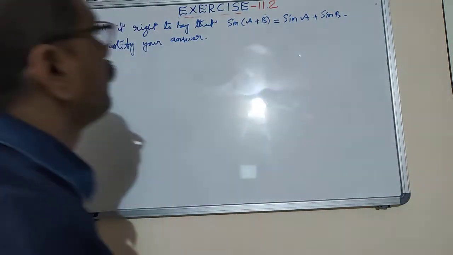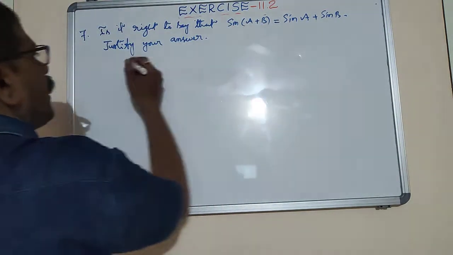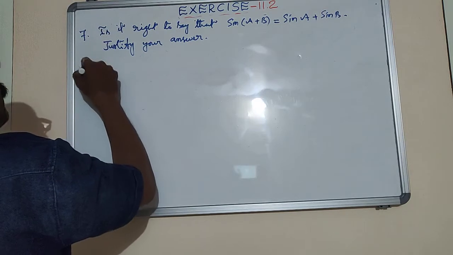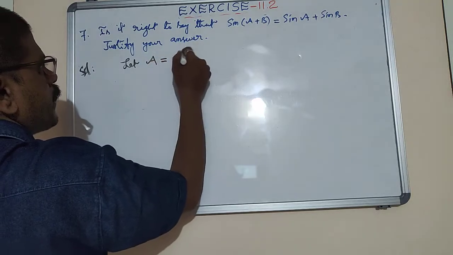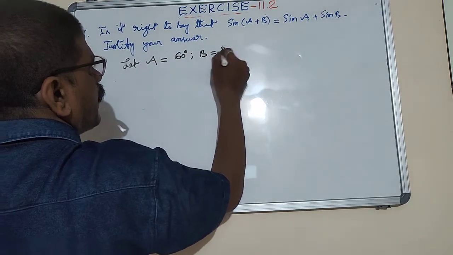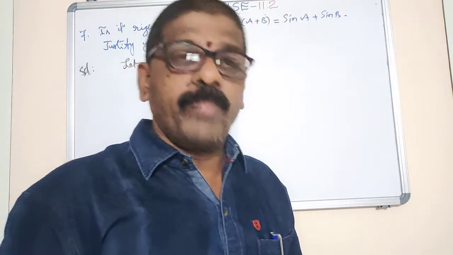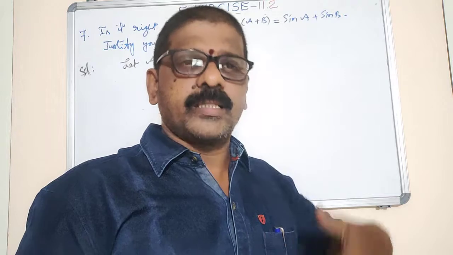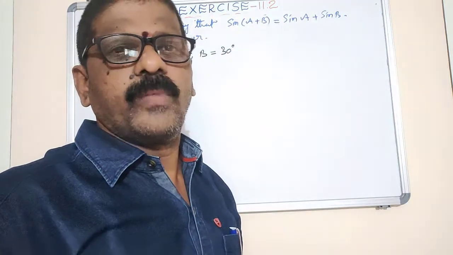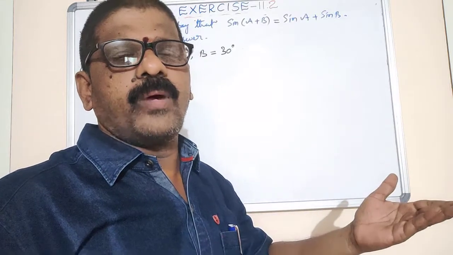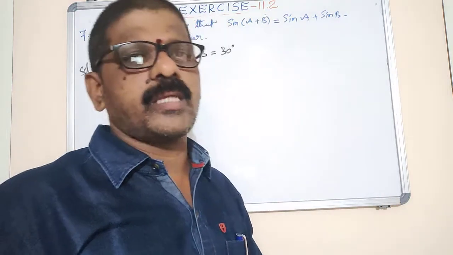Now we are going to show. First of all you have to find, let it be the solution part. Let A equal 60 degrees, B equals 30 degrees. Why? Because we can take any value as you wish, but we take 60 degrees and 30 degrees. So 60 plus 30 is 90. That's very simple. We can take A is 60, B is 30 or A is 30, B is 60 as you wish.